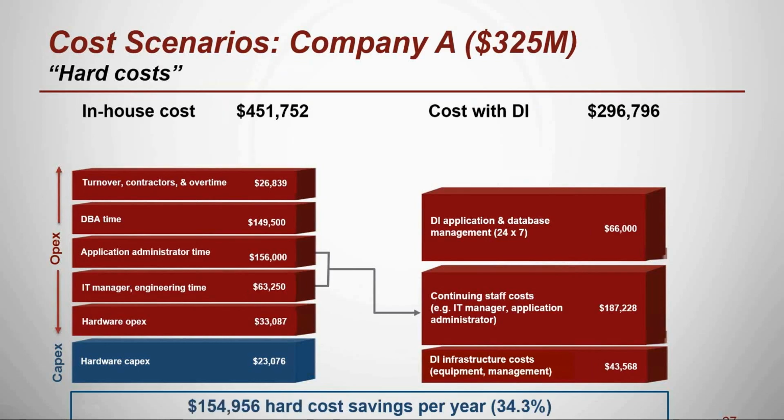For a smaller company, which is company A, the $300 million company, the hard cost savings is even larger because of the fact that usually within a larger organization you're able to leverage your infrastructure across more applications.